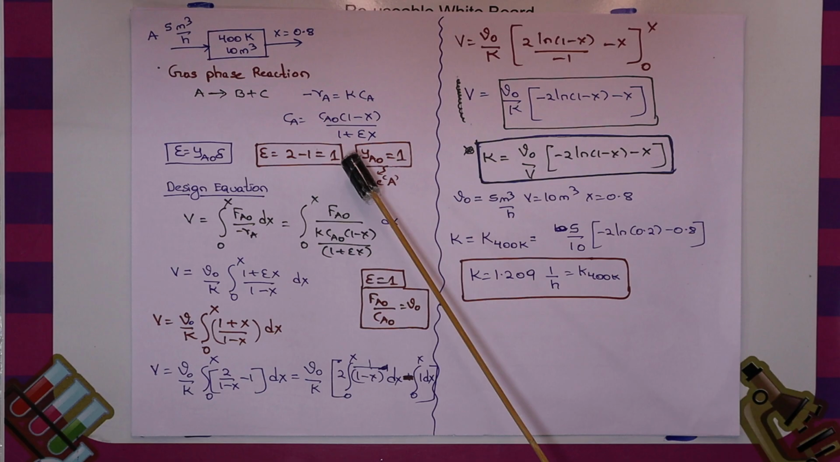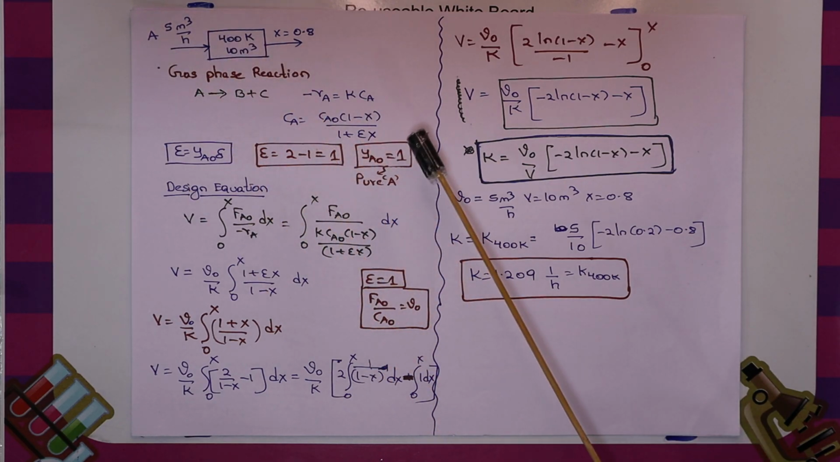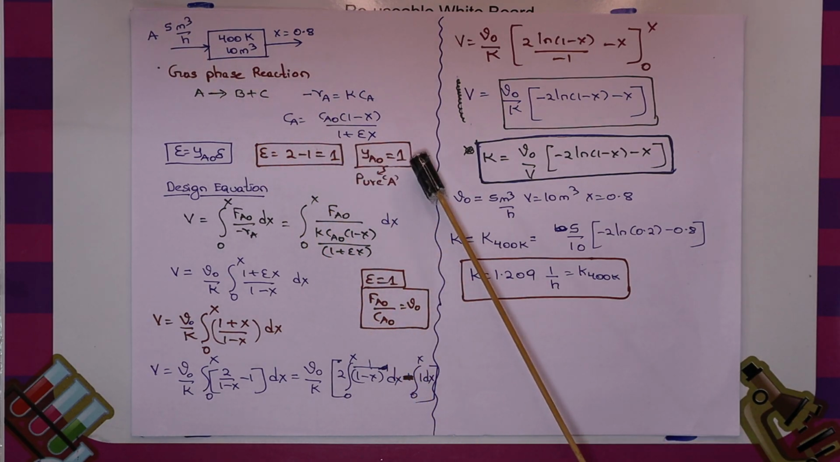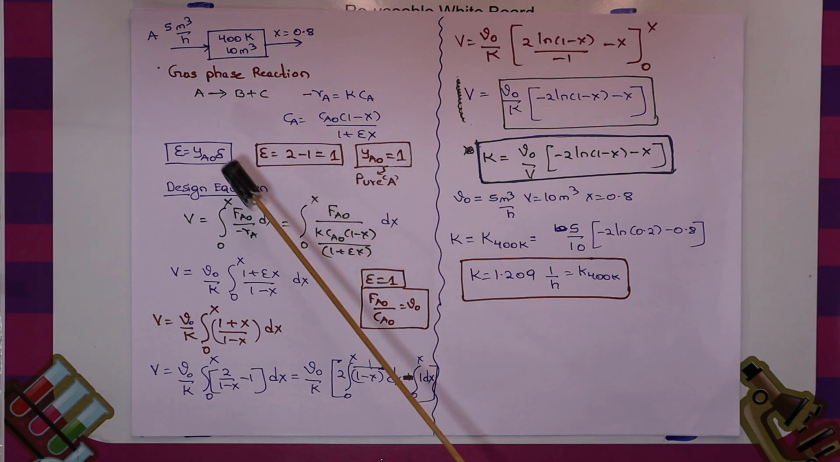That means 2 minus 1 is 1. And Ya naught, what is in the reactor? Pure A is going into the reactor, so the mole fraction of A in the feed is Ya0 equal to 1. So you have both pieces of information, and you can calculate epsilon.